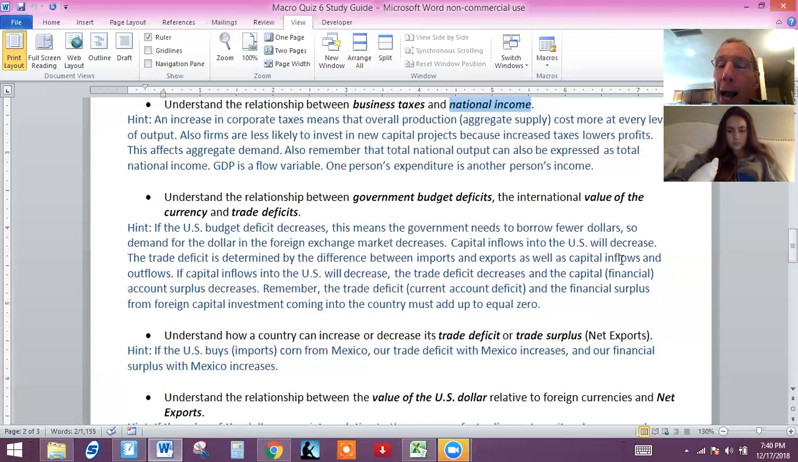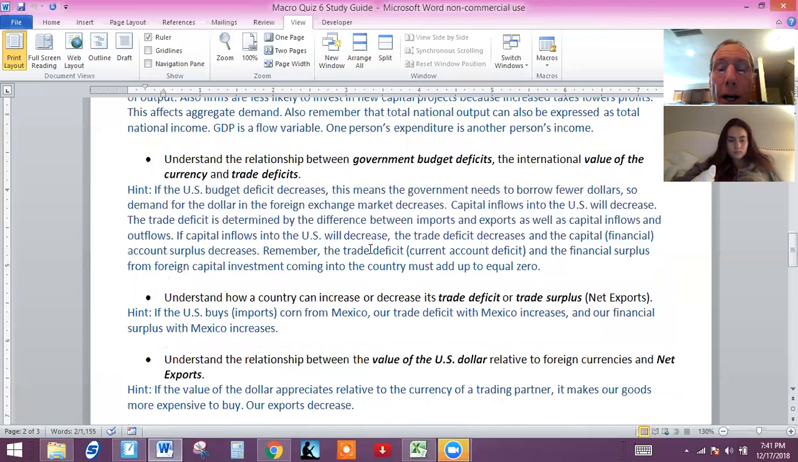So if capital inflows drop, then imports go down. And since net exports are exports minus imports, the expression for net exports goes up. Kind of confusing, but that's how it works. Okay. And the other thing here is make sure you watch the video that I sent out.